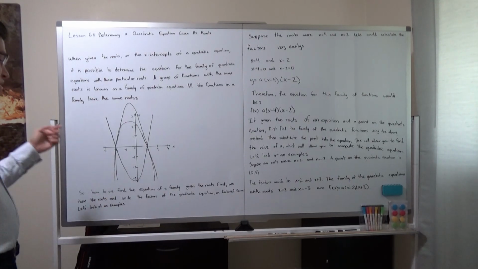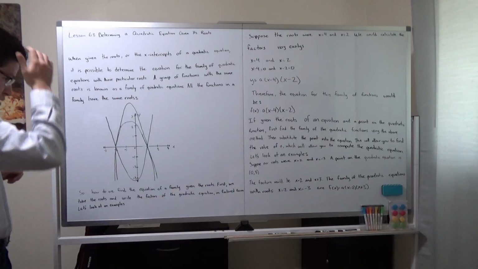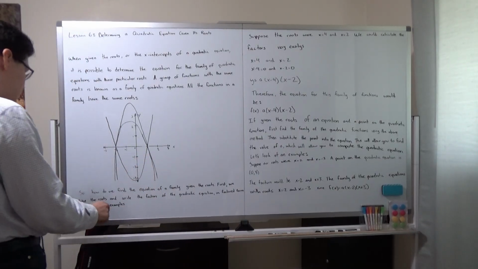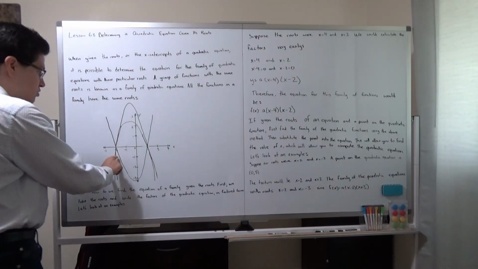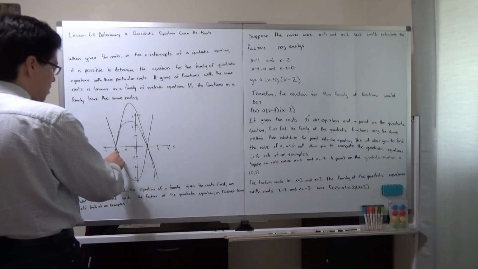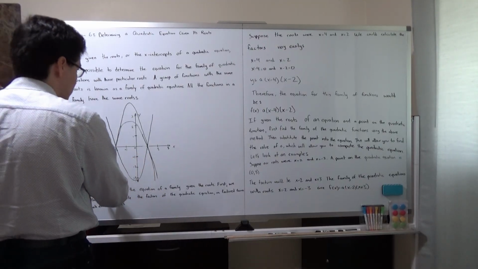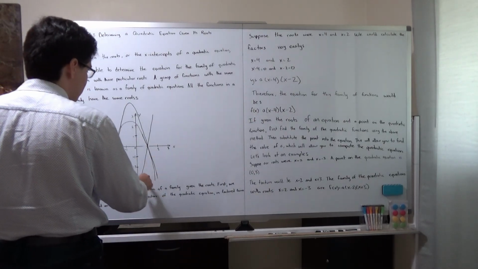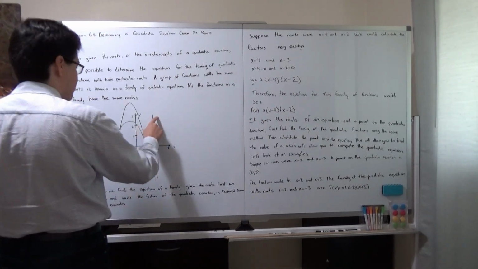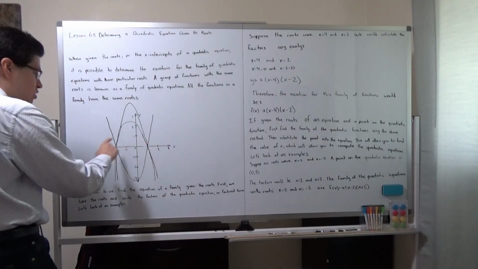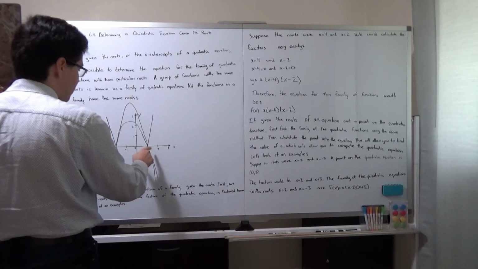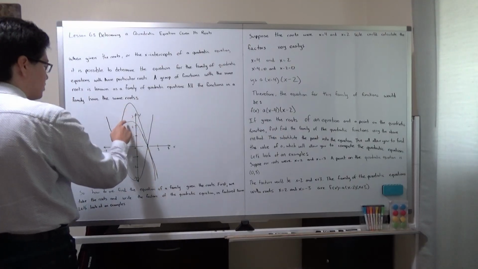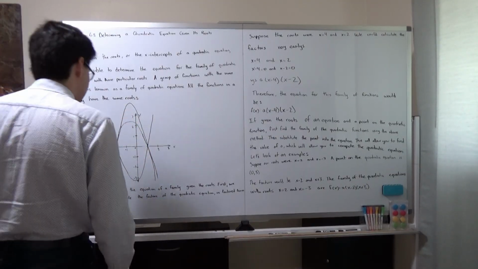So all the functions in this family have the same roots. They are -2 and 1. This function goes from this quadrant to this quadrant. This function goes from this quadrant to this quadrant. This function goes from this quadrant to this quadrant. But all of these quadratics have the same roots, -2 and 1.